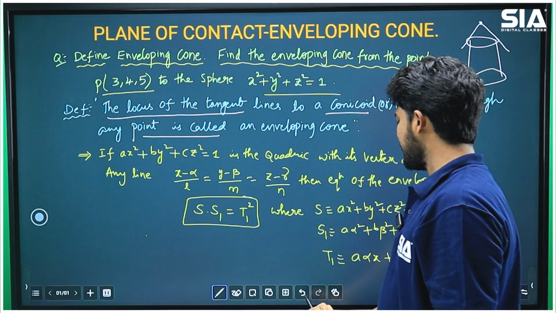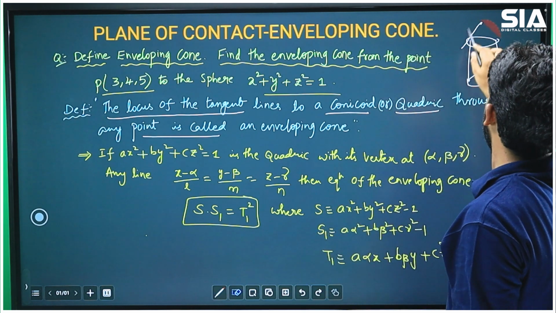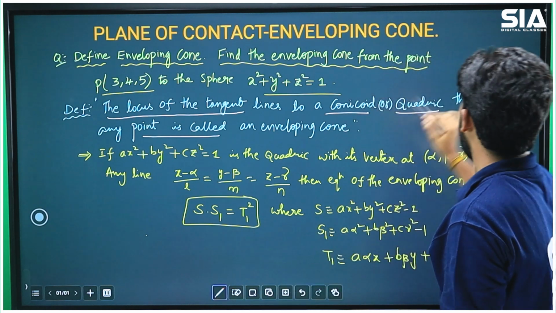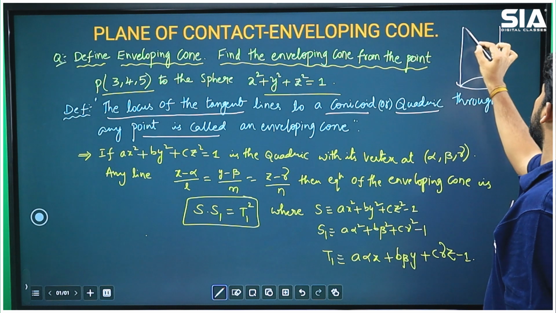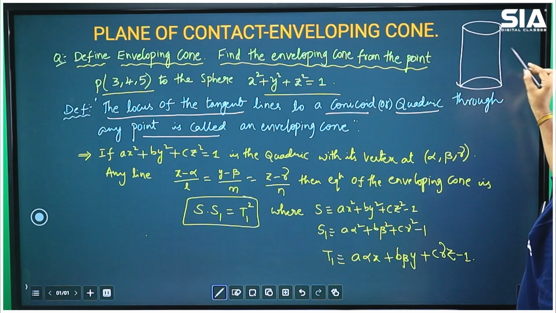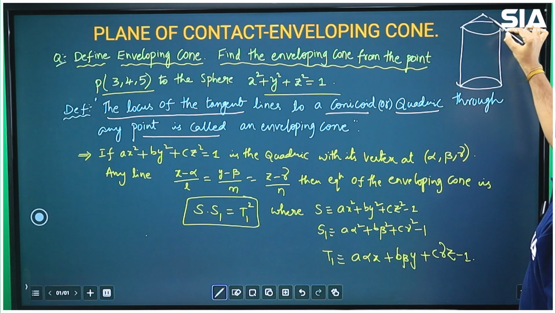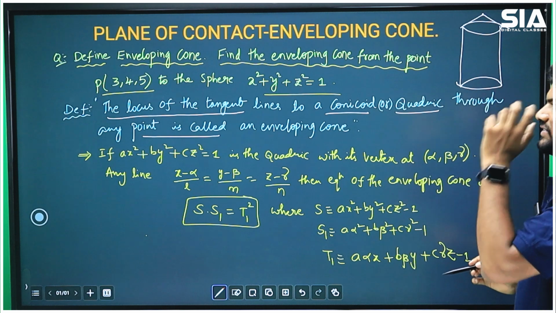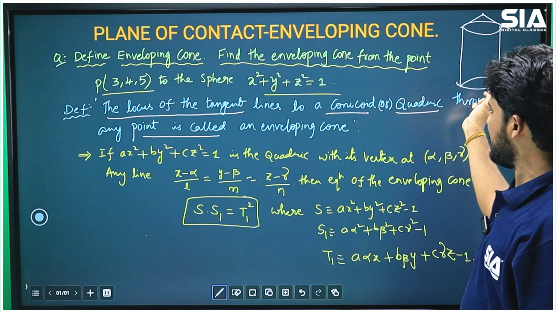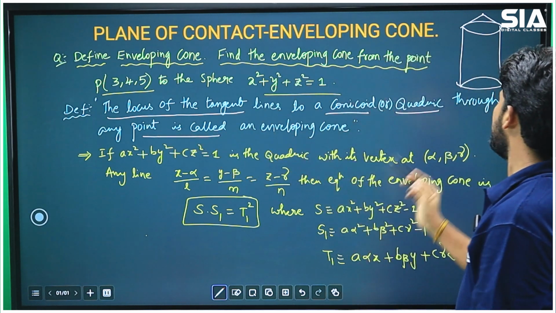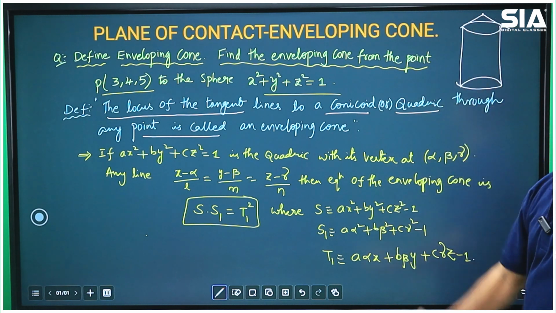Once again, I will draw the diagram. Be careful, try to understand the diagram. Whenever you take a cylinder, for example, in this format, this is a cylinder. Now one point is there. From here, if you draw the tangents to that cylinder, that is the locus of the tangents. Now see the definition: the locus of the tangent lines to a conicoid or a quadric from any point is called the enveloping cone. Whatever shape you are getting above, that is called the enveloping cone.